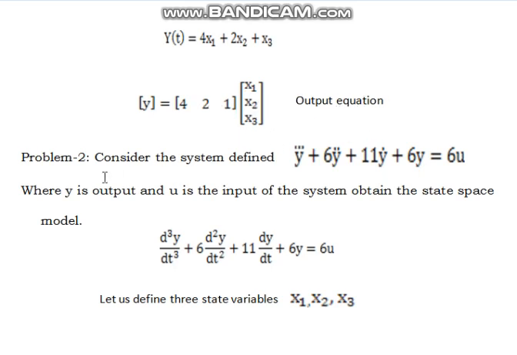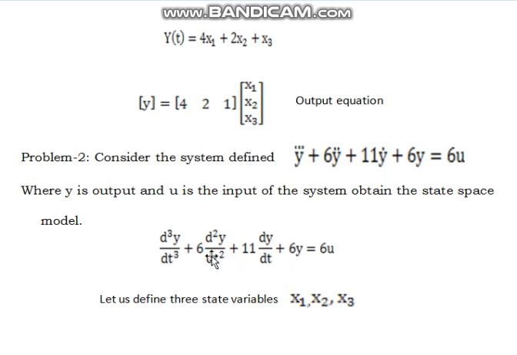For the second problem, I consider the system defined by y triple bar plus 6 y double bar plus 11 y bar plus 6y equals 6u, where y is the output and u is the input of the system. Obtain the state space model. Here y triple bar means d cube y by dt cube, y double bar means d square y by dt square, and y bar means dy by dt. So the equation becomes d cube y by dt cube plus 6 d square y by dt square plus 11 dy by dt plus 6y equals 6u.